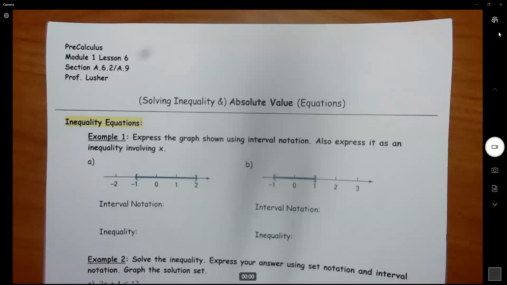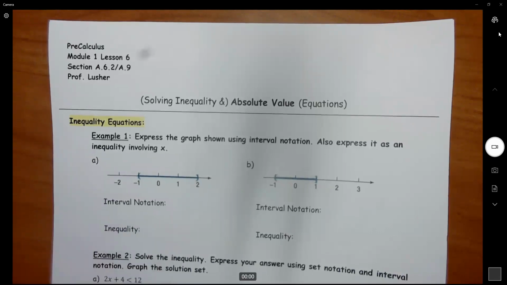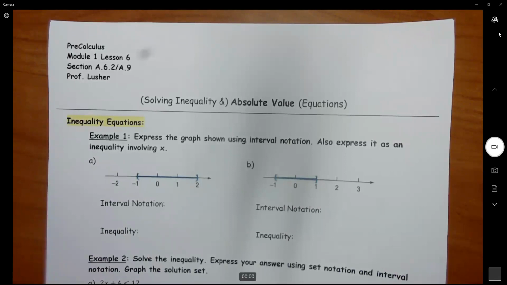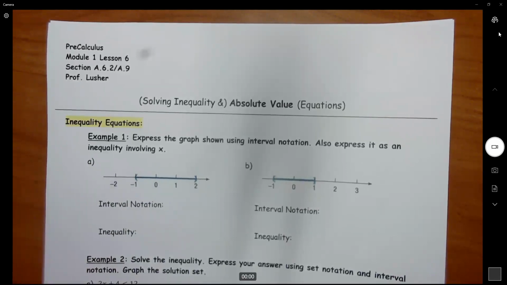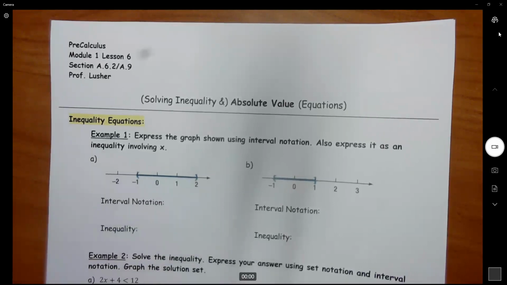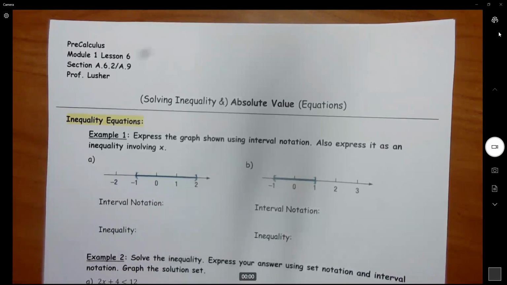In this video, we're going to go over inequality equations, but before we do, we need to go over how to write interval notation specifically, and then we'll also write inequalities. That's really not as important, but we really want to focus on that interval notation. So our first example says express the graph shown using interval notation, also express it as an inequality involving x.